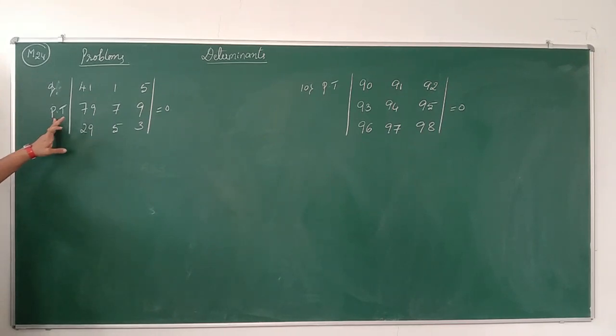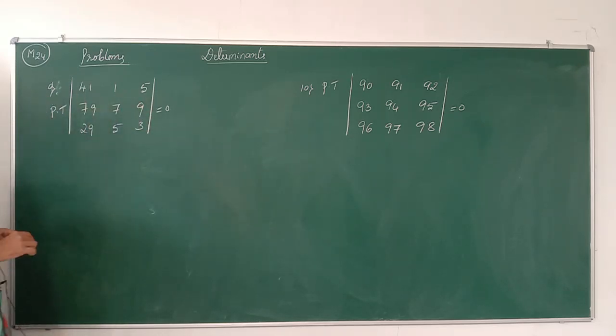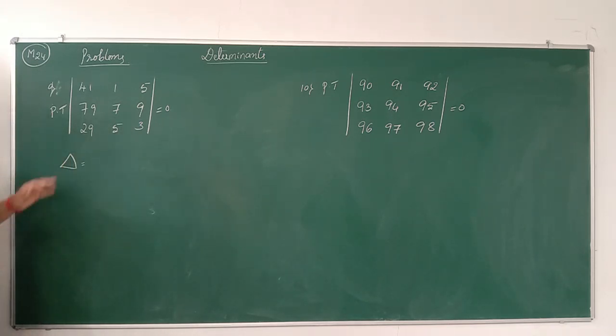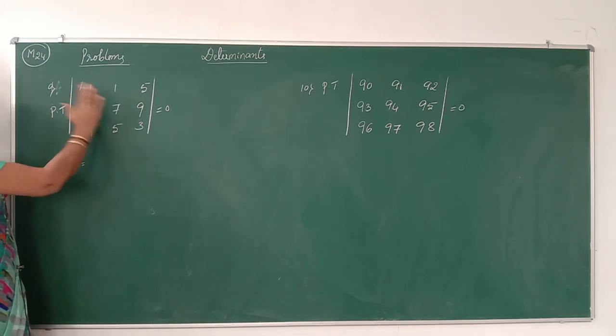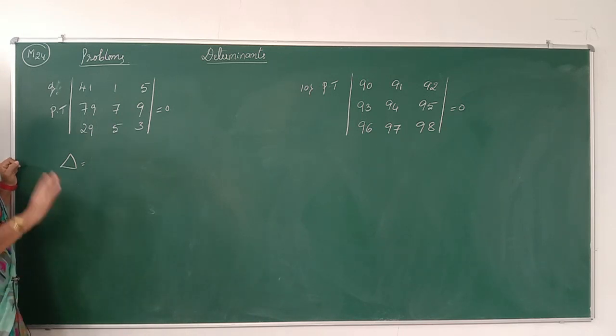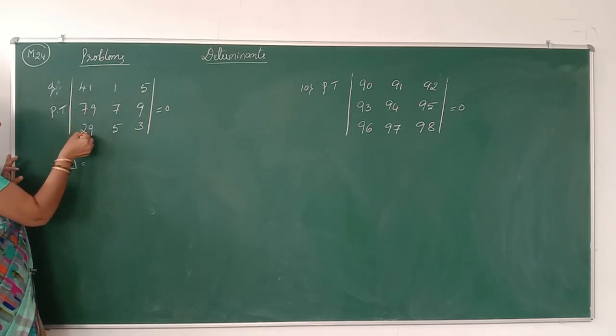Next one. Prove that the determinant of 41, 15, 79, 79, 29, 5, 3 is equal to 0. Now again, first we will consider delta. Now delta can be written. So first we observe the elements of delta. Again we will check whether all the elements of any row or column are multiples, or whether there are no multiples in any rows and columns.